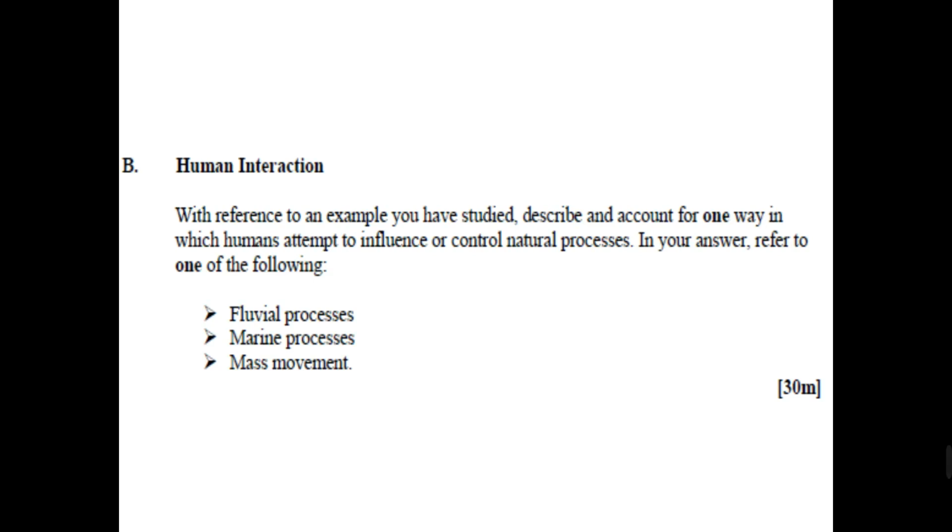So this is typical of a Leaving Cert question that comes up, and again a really popular question. It's there nearly every second year. With reference to an example you have studied, describe and account for one way in which humans attempt to influence or control natural processes. In your answer, refer to one of the following. Okay, so let's have a look at this. With a reference to an example you have studied.